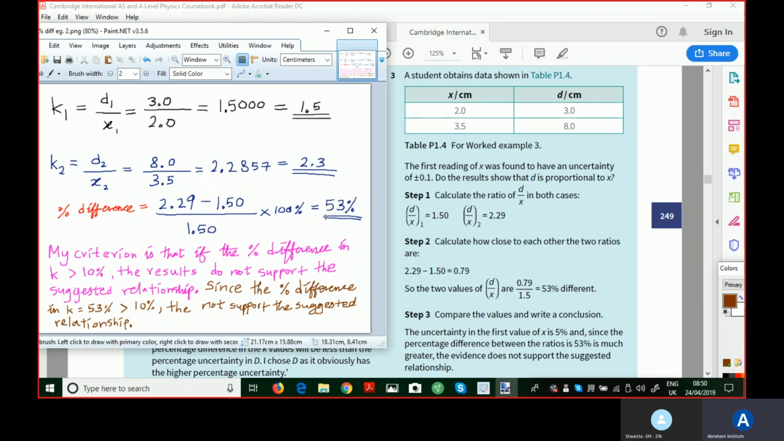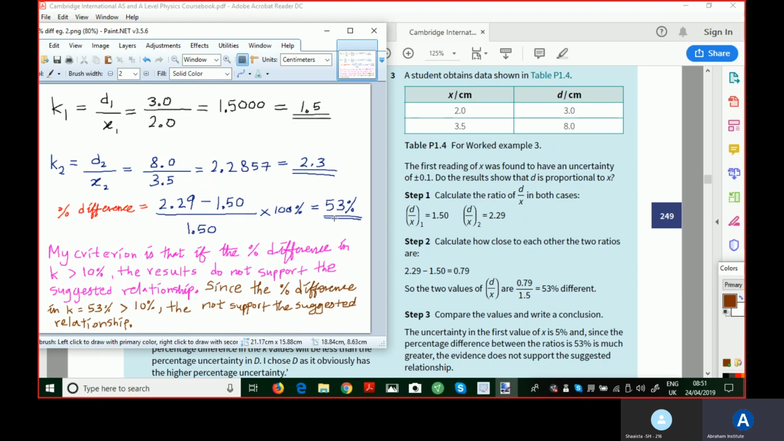I showed you that earlier on my handout. And then we get 53%. This is the same thing that they also got. Percentage uncertainties are usually given to 1 or 2 significant figures. So you can give this percentage difference to 2 significant figures.